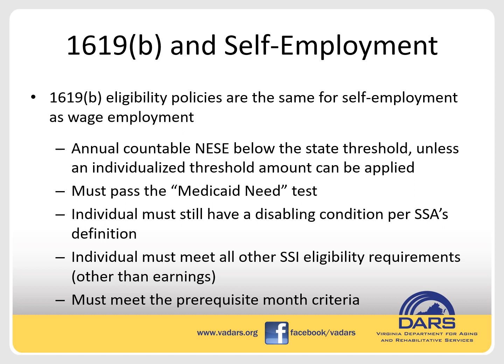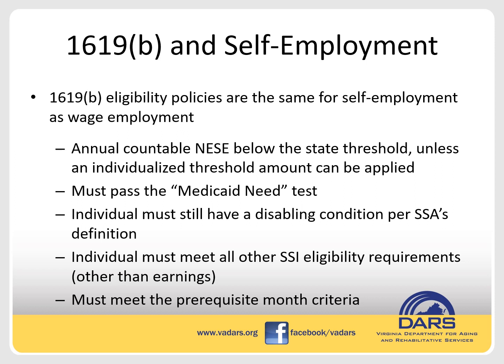Their earned income has to be within the SSI guidelines, and they have to still have a disability. Okay, so in order to be eligible for 1619B, the same as an employee, they have to otherwise be eligible for SSI if not for their earnings. Okay, and they have to meet the prerequisite month criteria as well, which means that they've received a cash benefit for at least 1 month within the past 12.